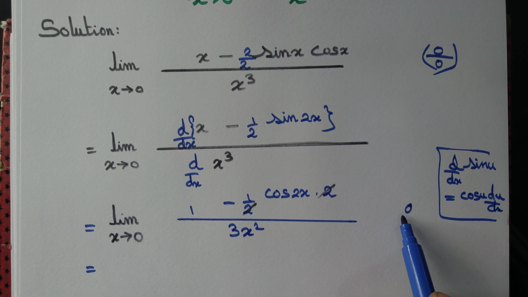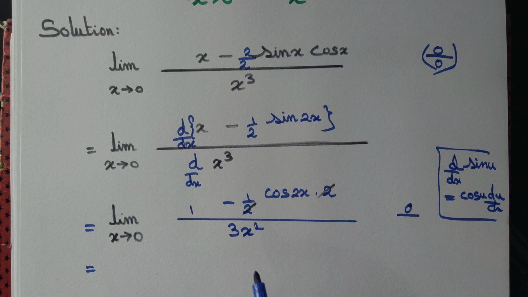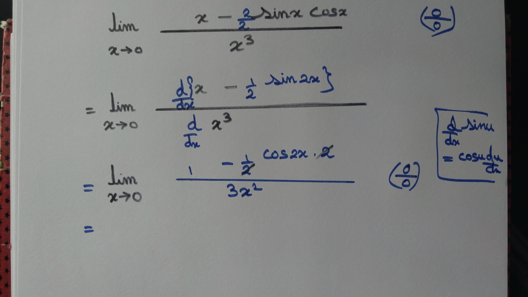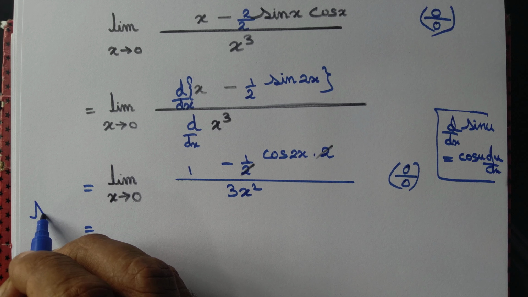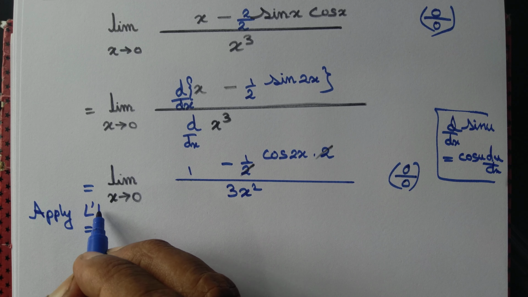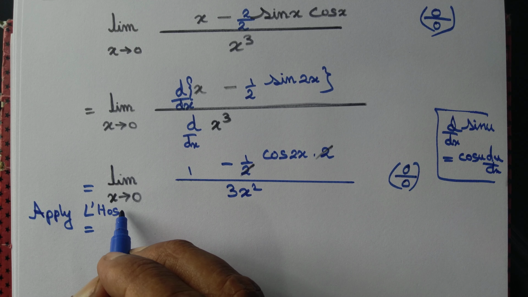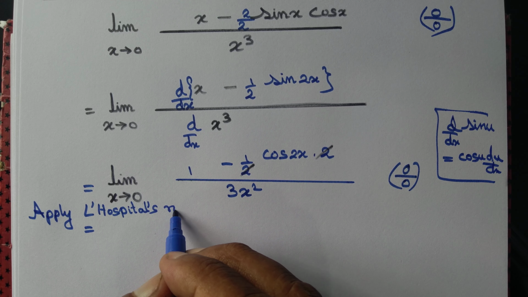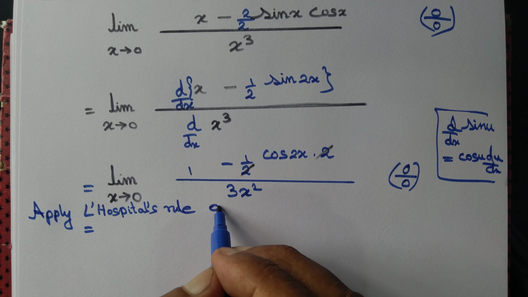So the numerator is still tending to 0. What about the denominator? The denominator is also tending to 0. So it is still an indeterminate form of the type 0 by 0. So we apply L'Hopital's rule once again.